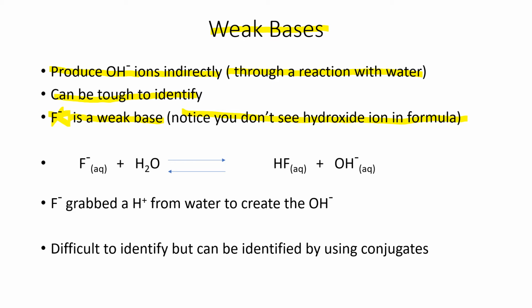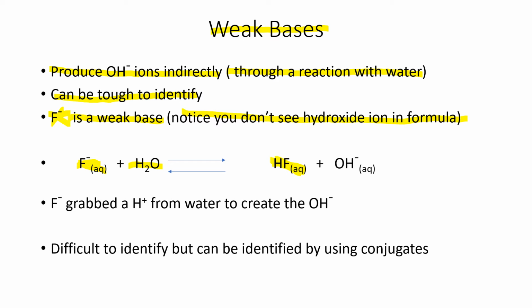And we're going to show you how you could identify fluoride ion as a weak base, but first let's look and see how it reacts. Fluoride ion works as a weak base by producing hydroxide ions indirectly through a reaction with water. What ends up happening is fluoride ion is going to grab an H plus from the water. If fluoride ion picks up an H plus, that's going to make HF, and then what's left behind from the water?